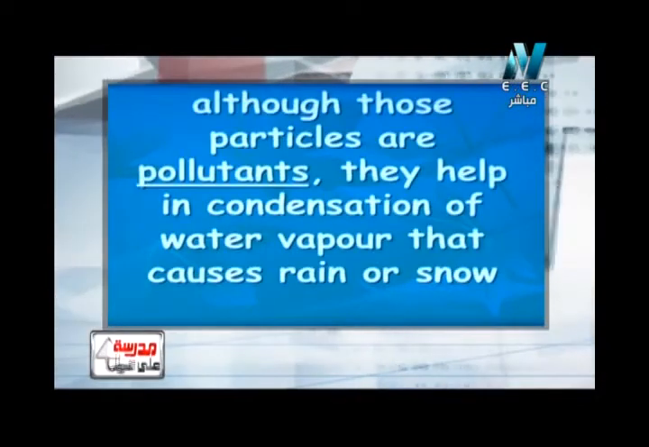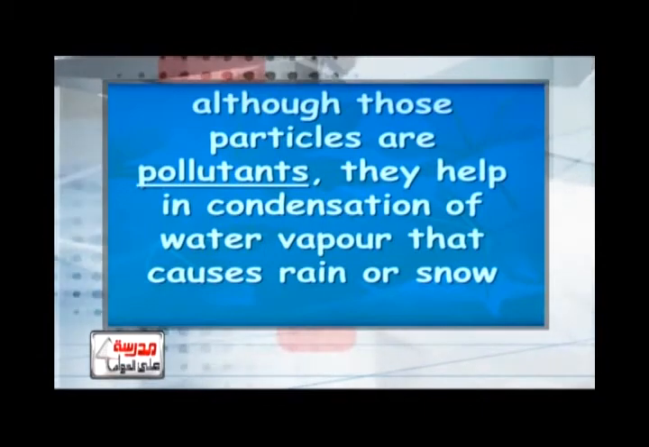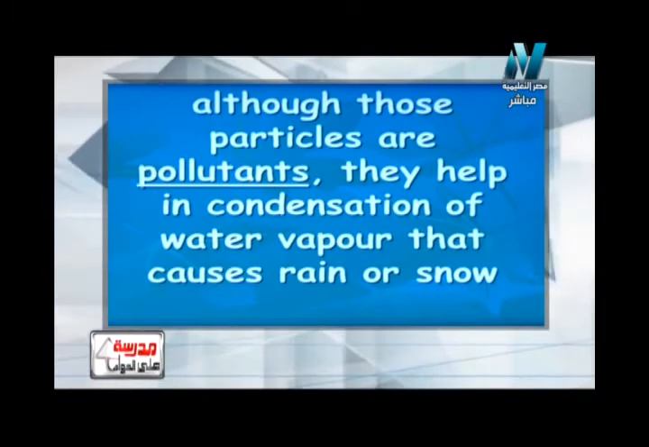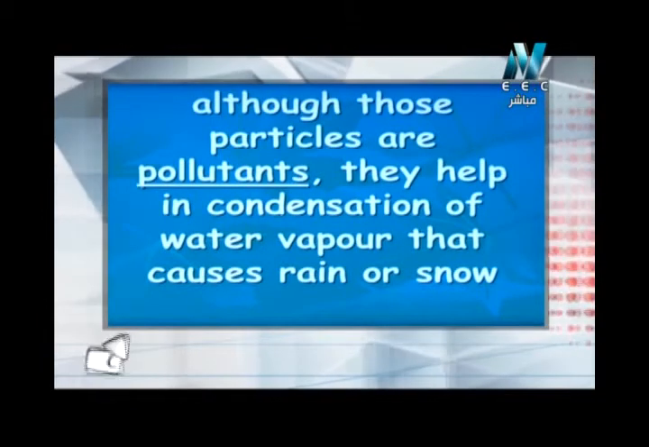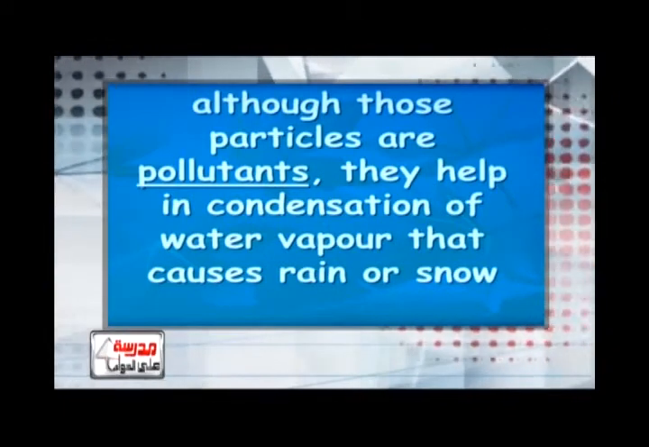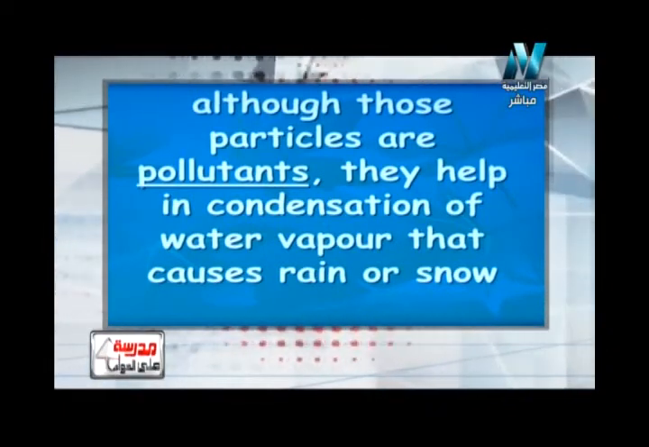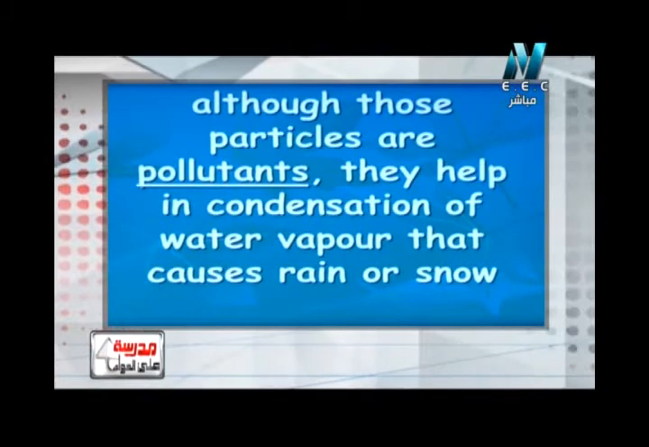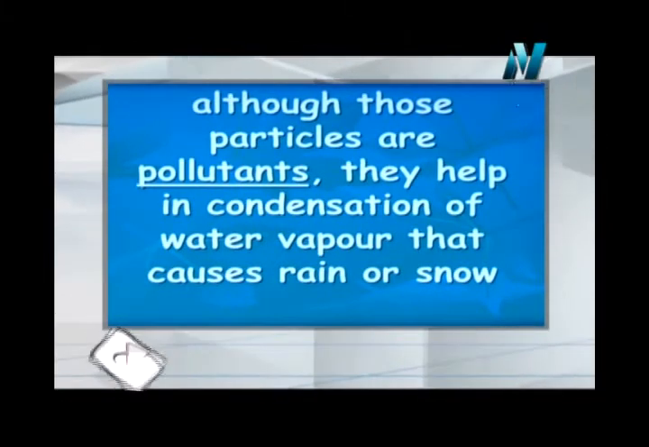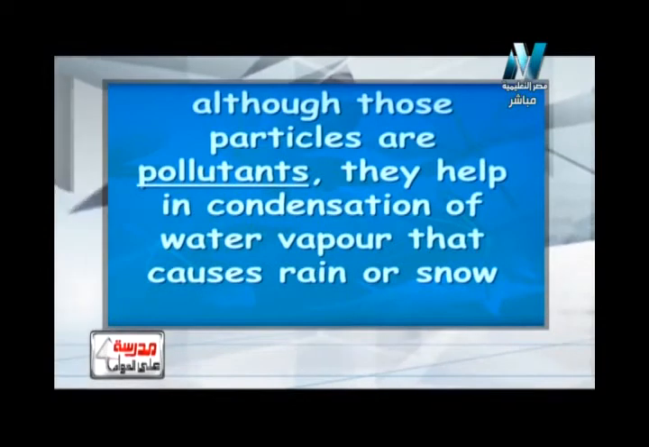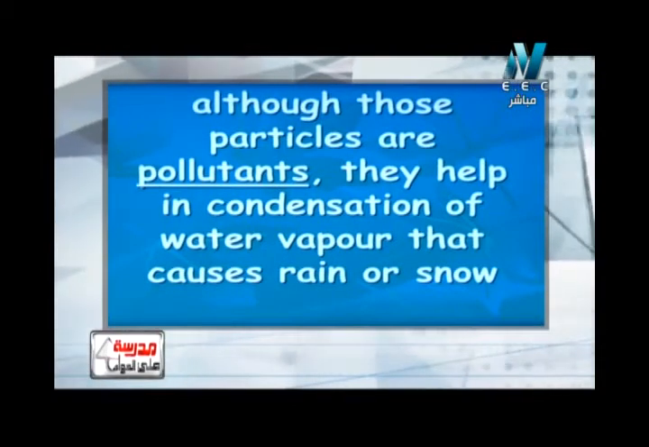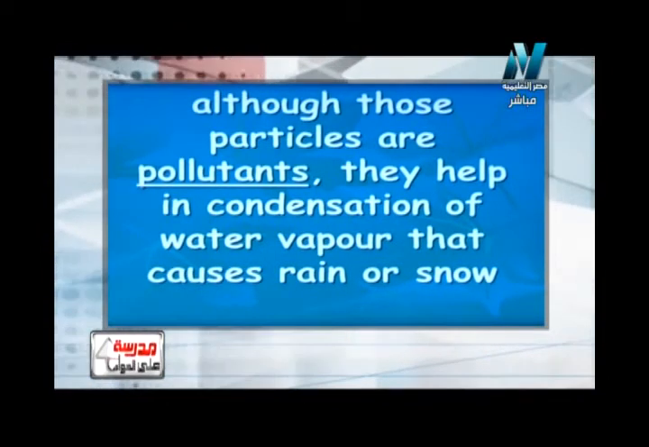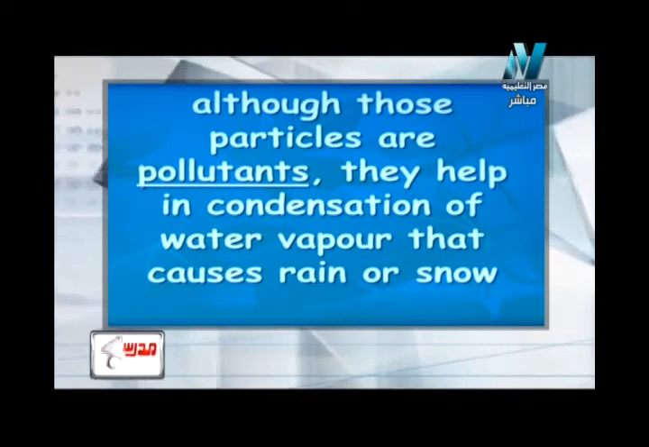Again, those particles are called pollutants, but although those particles are pollutants, they help in condensation of water vapor that causes rain or snow. Although they are pollutants, they help us in a very important process, the condensation of water vapor that causes rain, or snow in cold countries. Again, although those particles, which are dust and smoke, are pollutants, they help in condensation of water vapor that causes rain or snow.